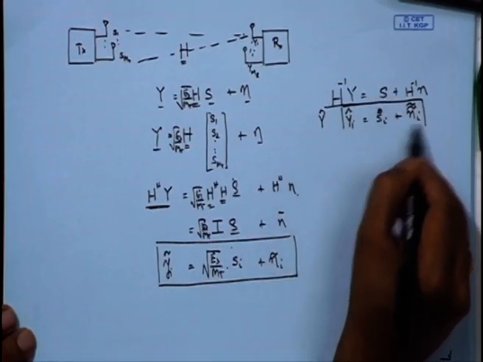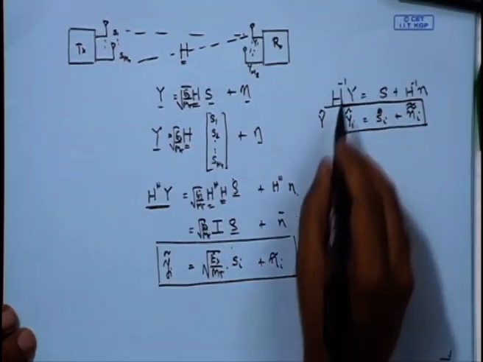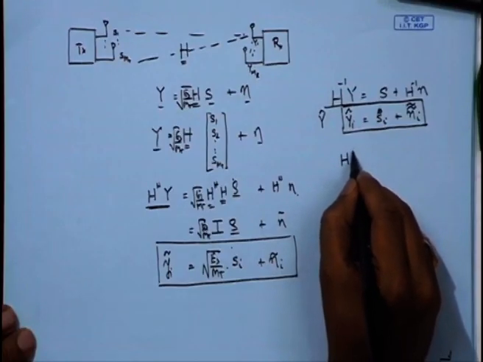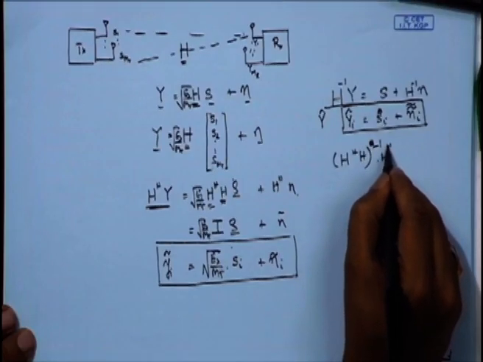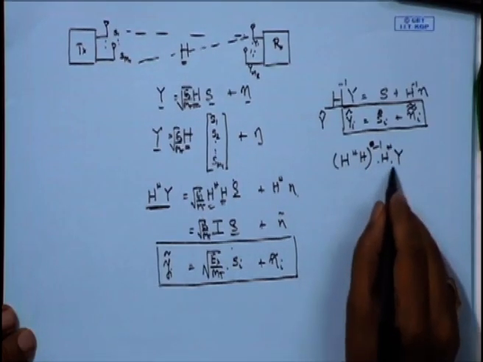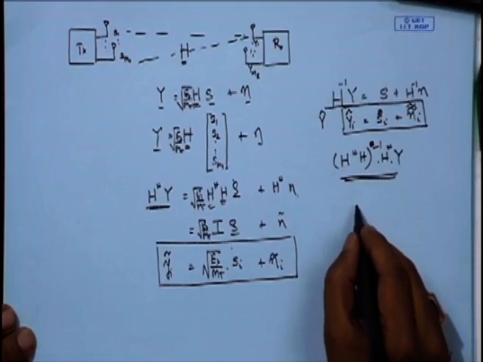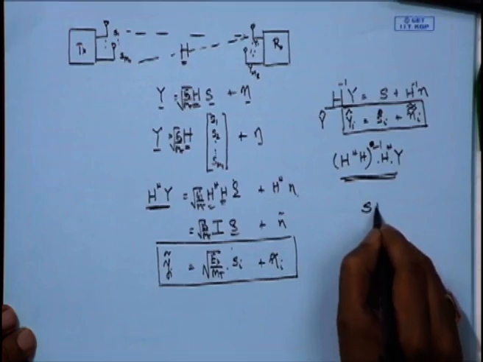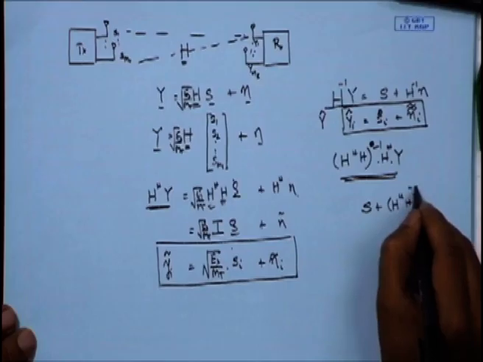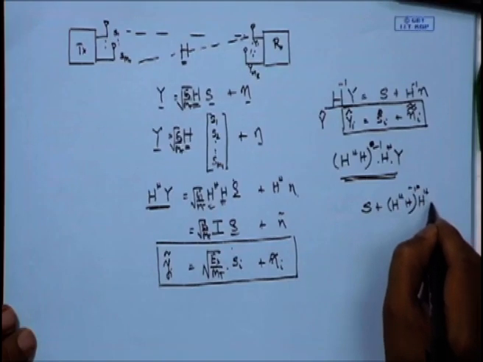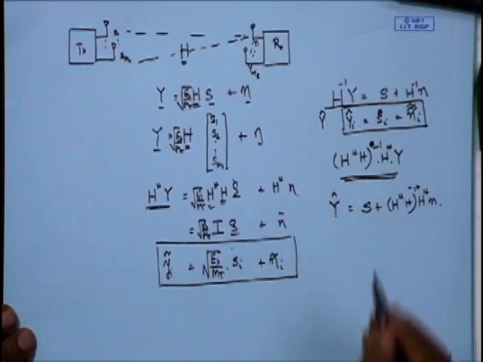Here again we have avoided interference, so there is no interference of the symbols. If it is non-square, then one could use H Hermitian H whole inverse times H Hermitian multiplied by y. In this case, if we are going to do this kind of an equalization to make it square, the end result again would be S plus the pseudo inverse, H Hermitian H inverse times H Hermitian times n. So this is what is going to be your received vector.